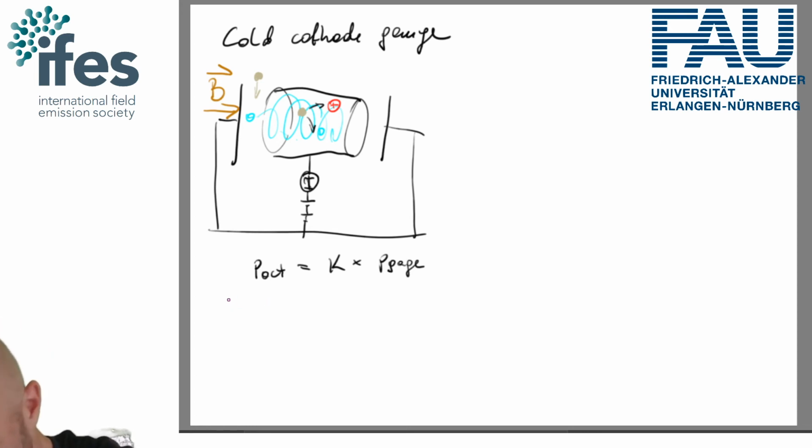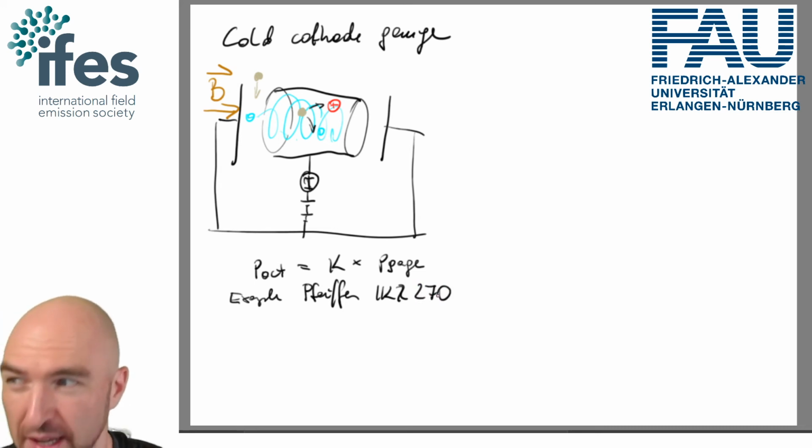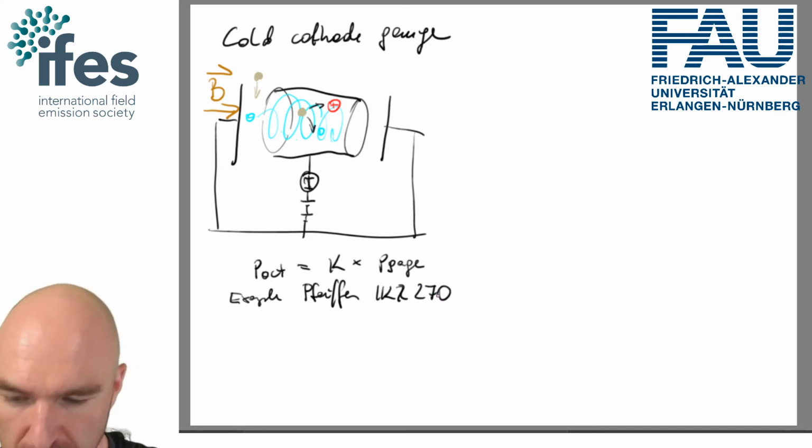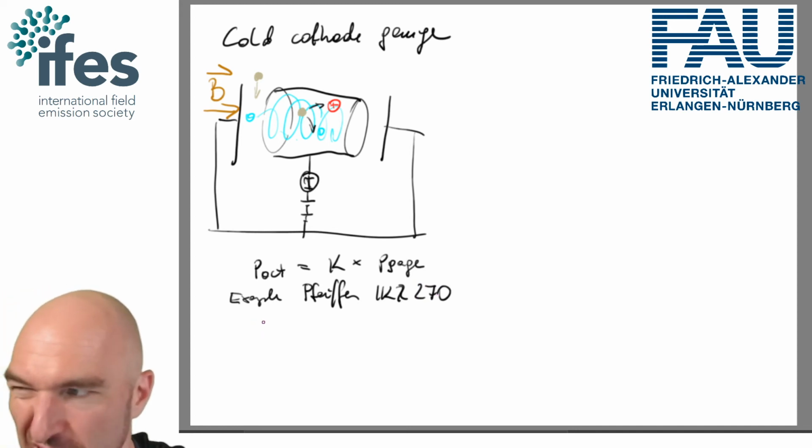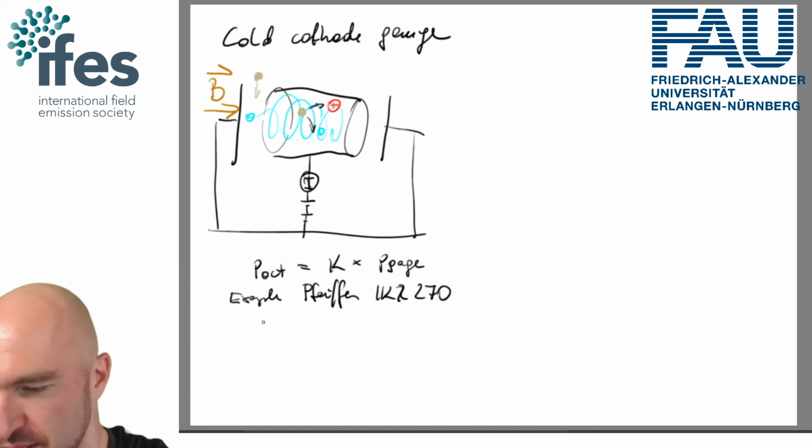So the example is a Pfeiffer IKR 270, which is the gauge on the LEAP, or the gauge that I use on the FIM and on the Oxcart and so on and so forth. So it's a very popular one because it's essentially a cold cathode gauge that goes down the lowest.